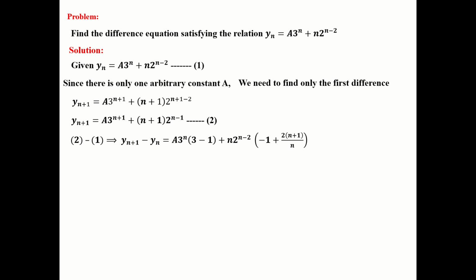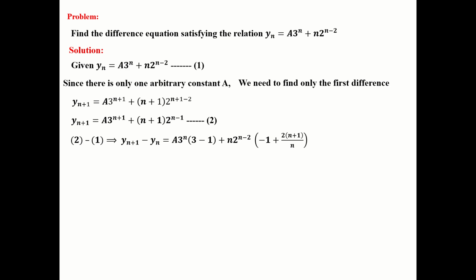And in equation number 1, you are subtracting the first term. So a 3 power n, you have taken outside the bracket, so you have only 1. So a into 3 power n into 3 minus 1, first term. Come to the second term. In the second equation you have n plus 1 into 2 power n minus 1, and in the first equation n into 2 power n minus 2. So take n into 2 power n minus 2 outside.